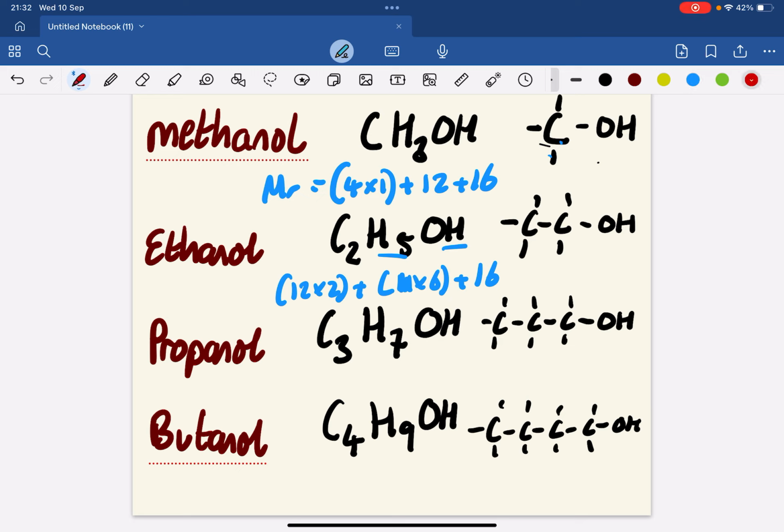Once you've done that, we should know that methanol has got 32, so 32 grams of methanol would be 1 mole. Ethanol, we need 46 grams for 1 mole.